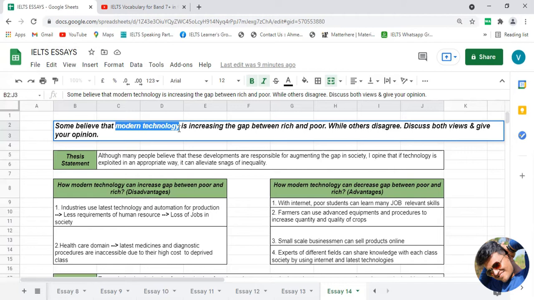Now, by using this keyword, we can write two to three generalized sentences in the introduction paragraph. What kind of sentences we can write, you are going to see in a minute in the next slide, in which I am going to share the entire introduction paragraph with you. But now it's time to discuss the thesis statement for this particular statement. So let's do the same.